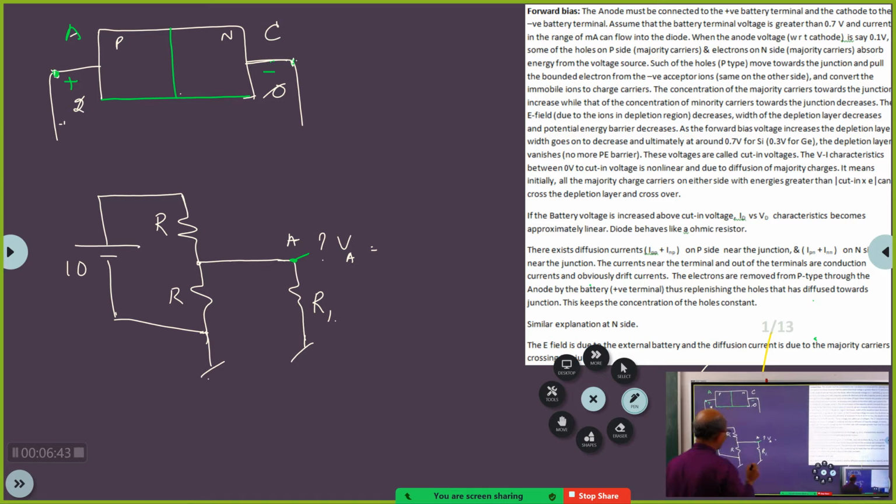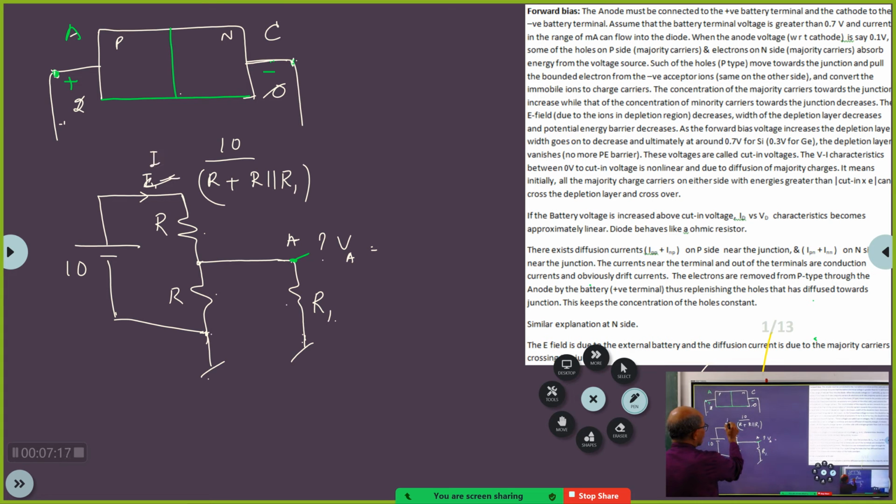VA will be what? See, this point and this point are same, and this point and this point are at the common points. So this resistor is coming in parallel with this resistance. Isn't it? It is coming in parallel with this resistance and in series with this. So therefore, what will be this current I1 that will flow here? It will be 10 volts divided by R plus R parallel R1. Correct?